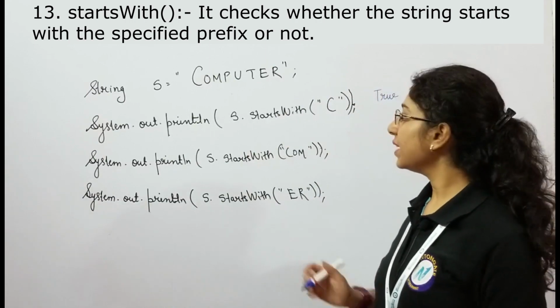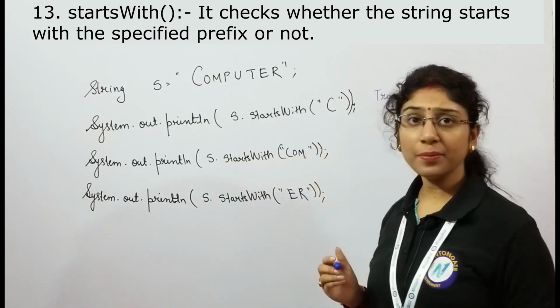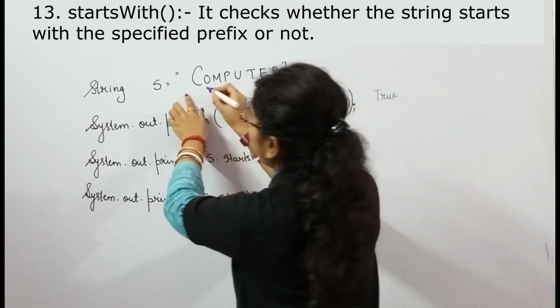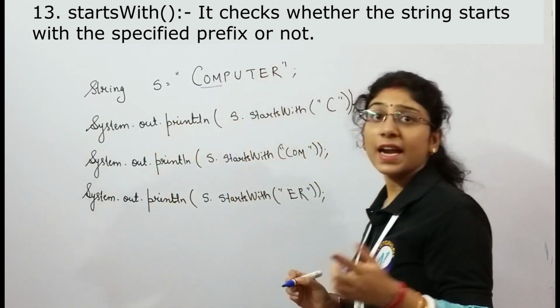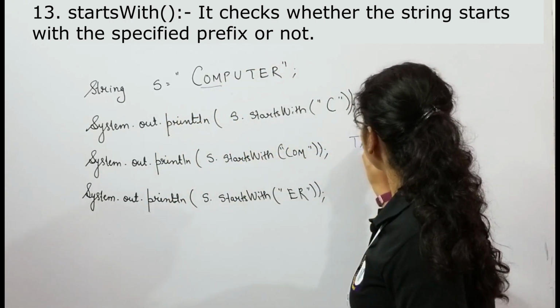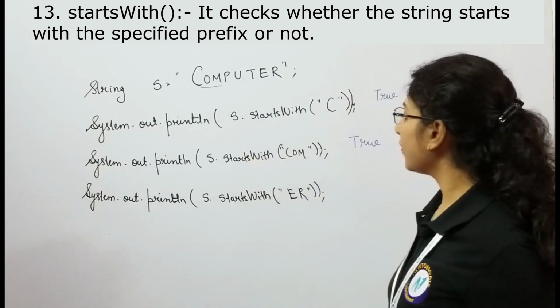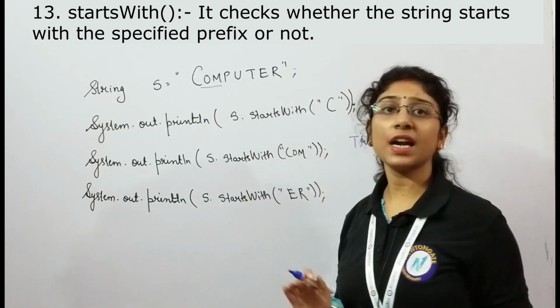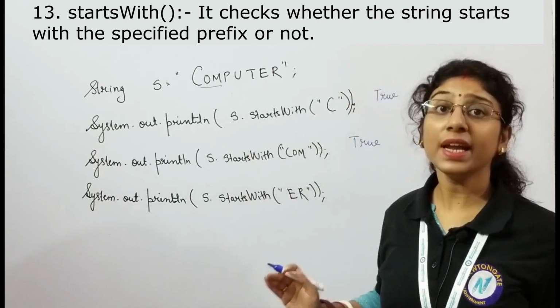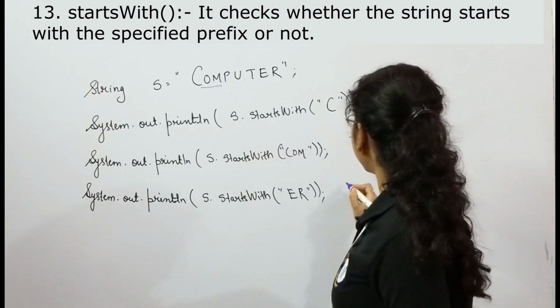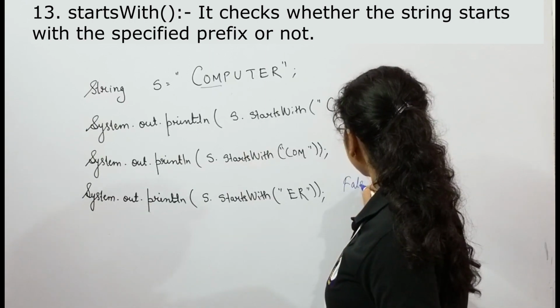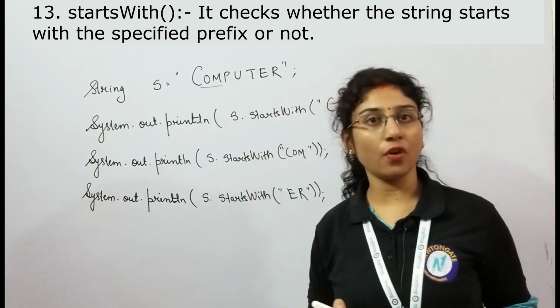Now the second one, s.startsWith("com"). Yes, the string's starting prefix is com. That's why it will return true. But the last one I have given er. Does the string start with er? No, it ends with er. So ultimately it will give false, because the function returns a boolean value, either true or false.